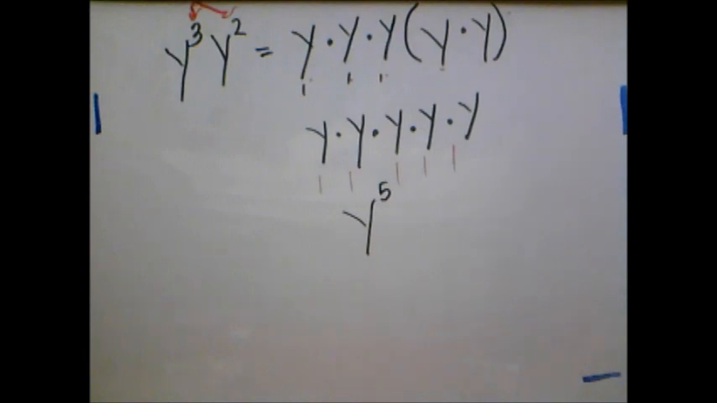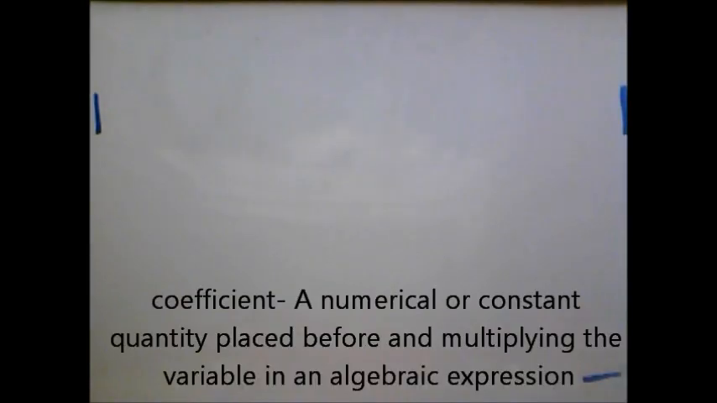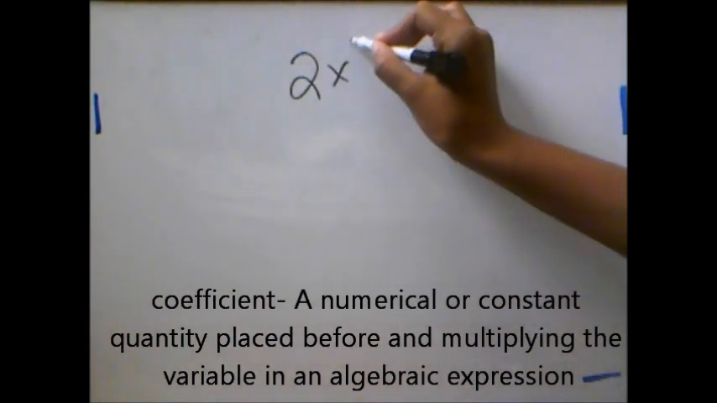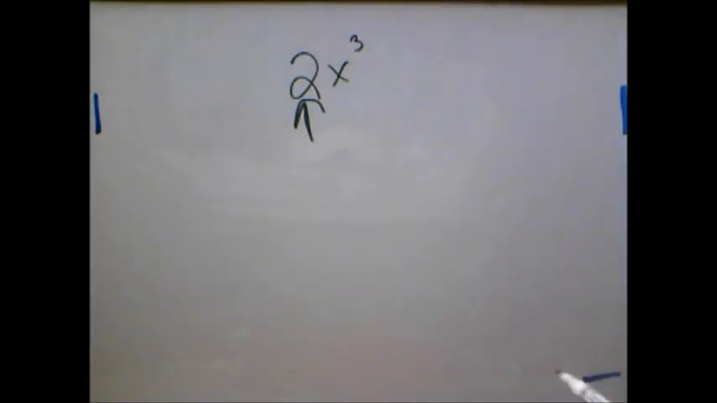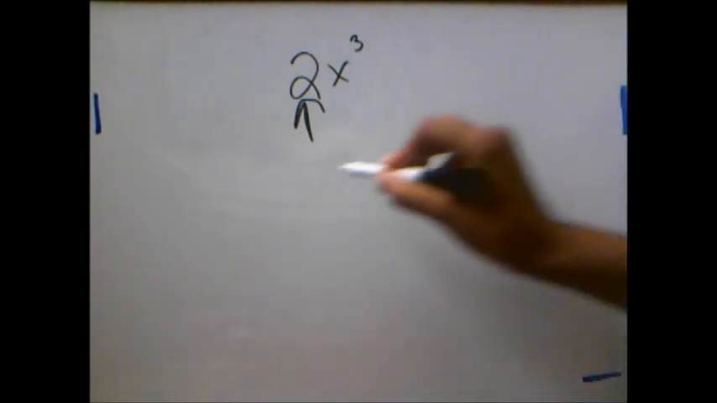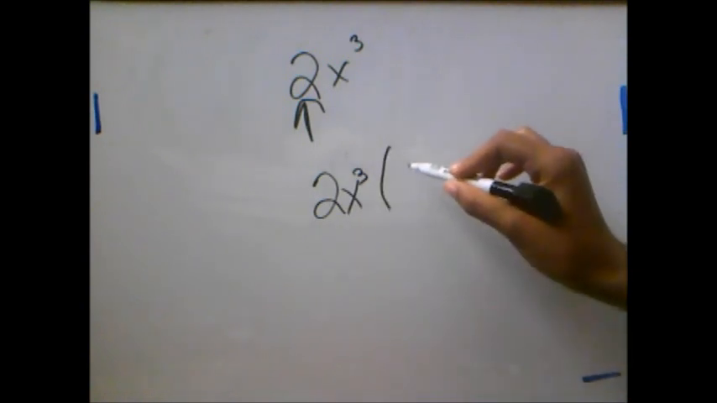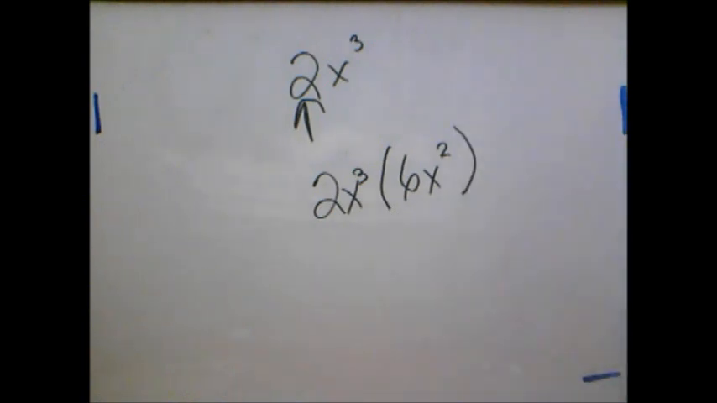Now, let's use an example as if we had a coefficient. And in case you don't remember what a coefficient is, it would be this one right here. That's a coefficient. Or you can say that's the constant. We can use 2x to the 3rd, in fact, 2x to the 3rd times 6x squared. Okay. So how would we multiply that together?